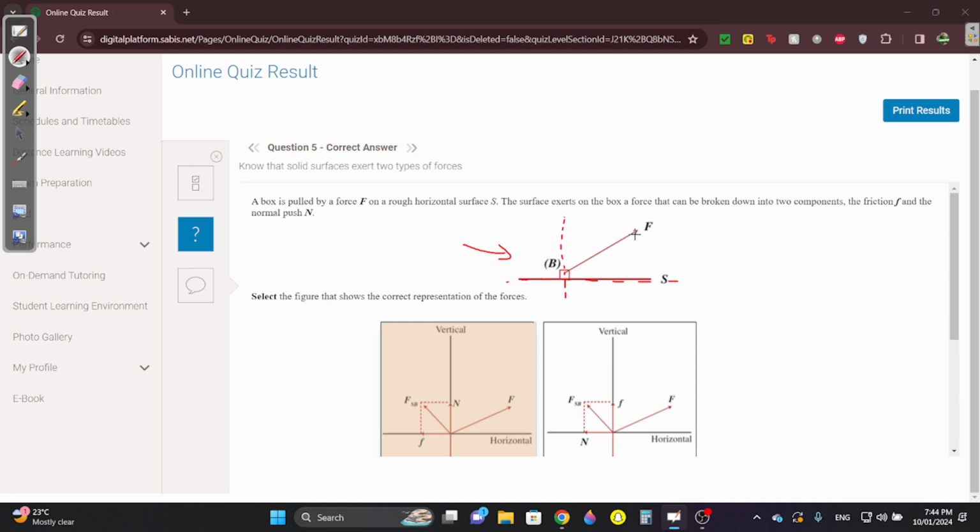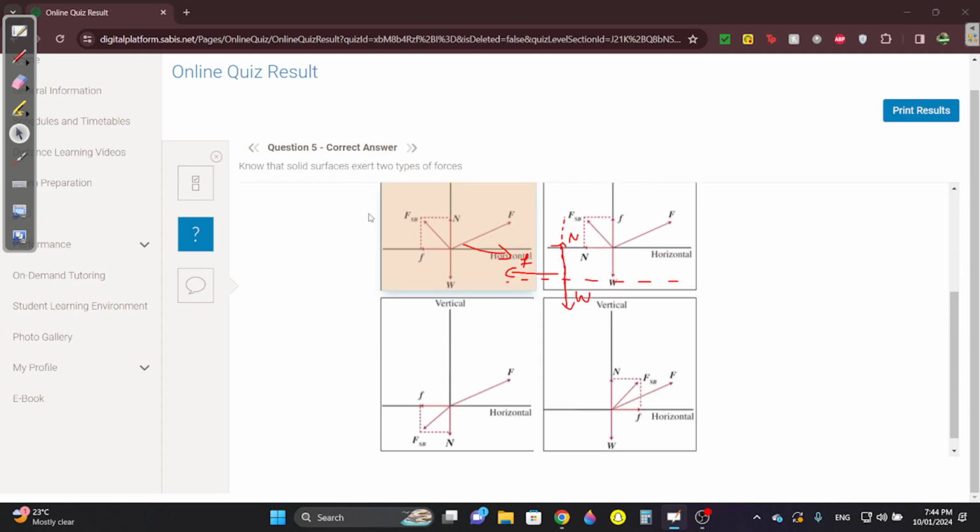So for this force F, surely there's gonna be the friction force in the opposite direction. This one is known, we know this. What's gonna be pulling the box down? Obviously weight. And what's gonna be reacting to the weight? The normal force. So which one looks like this? Obviously it's gonna be this one here.